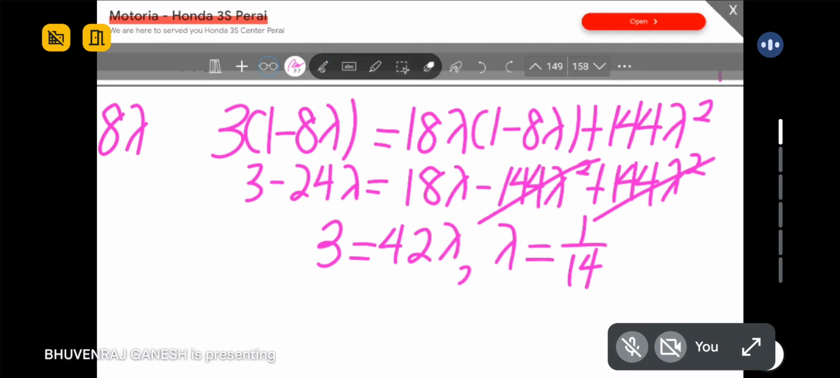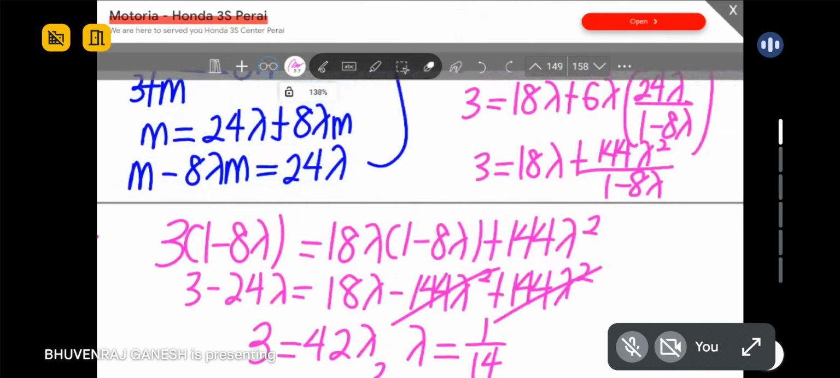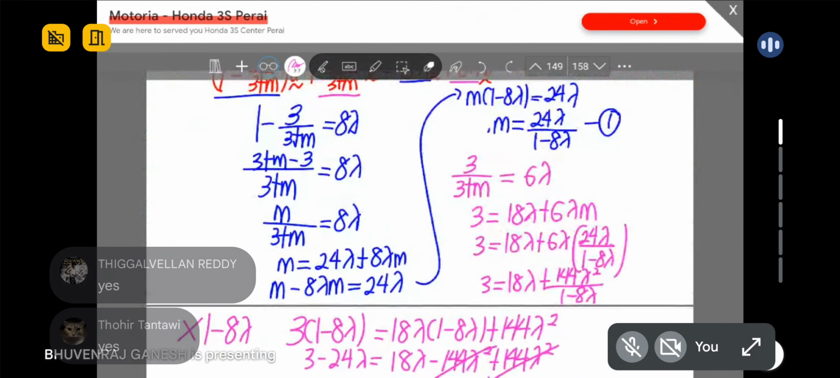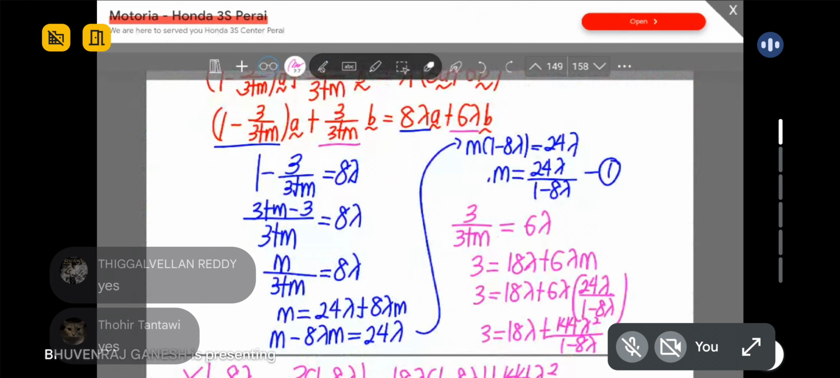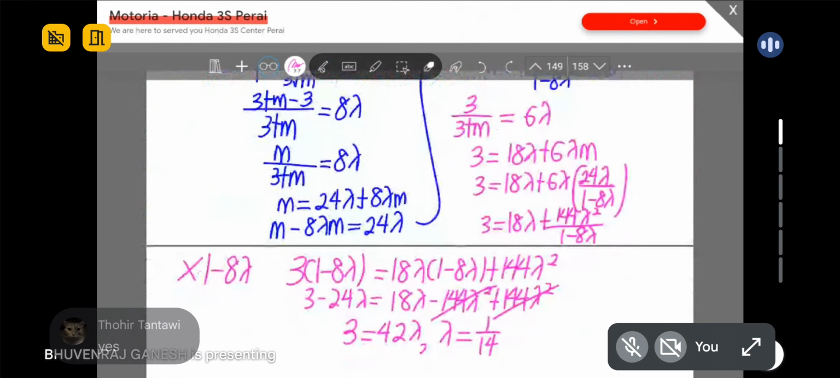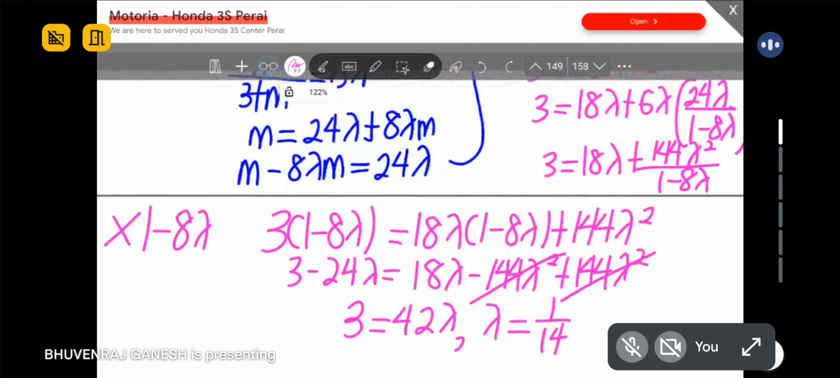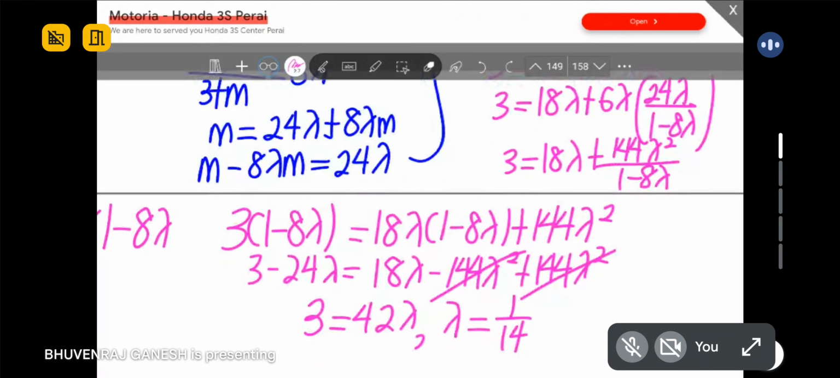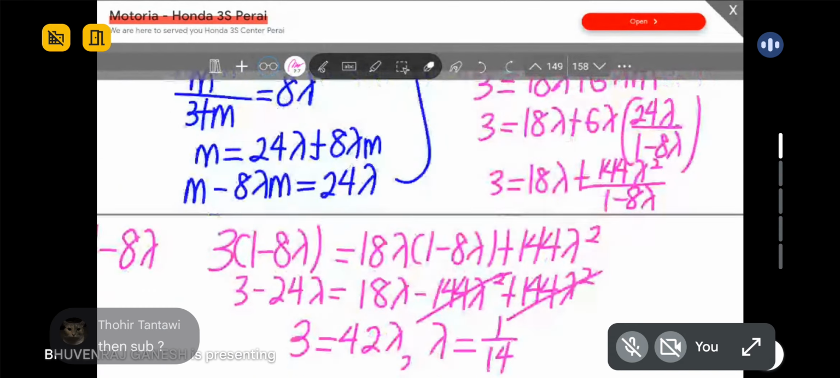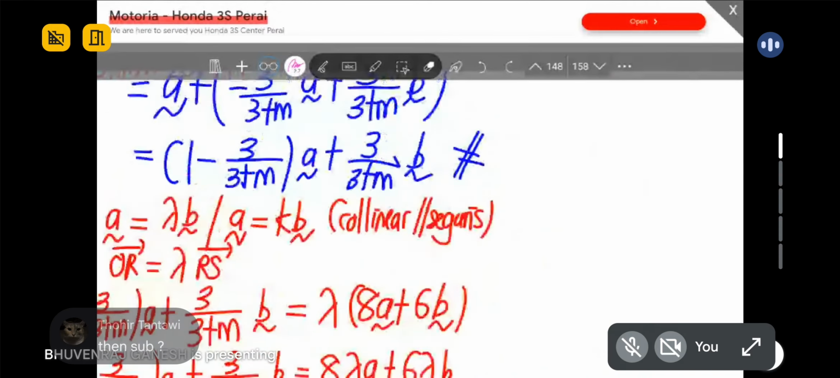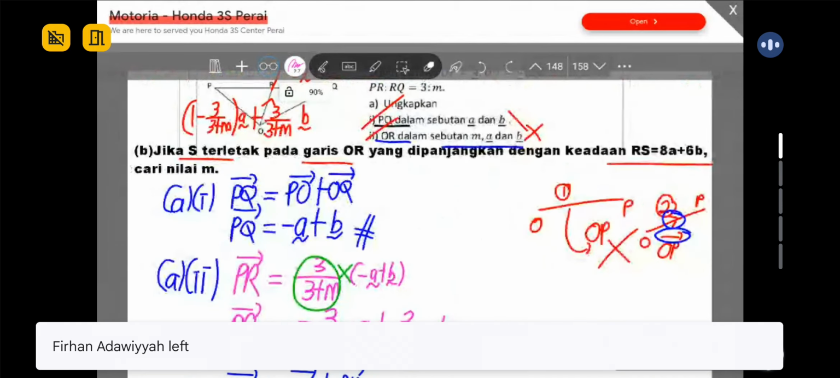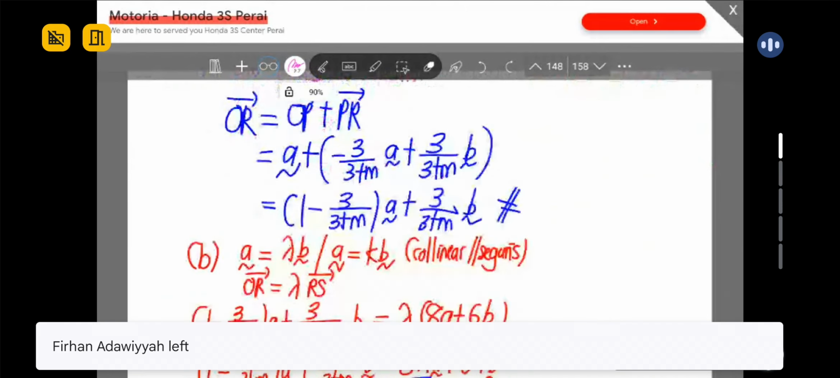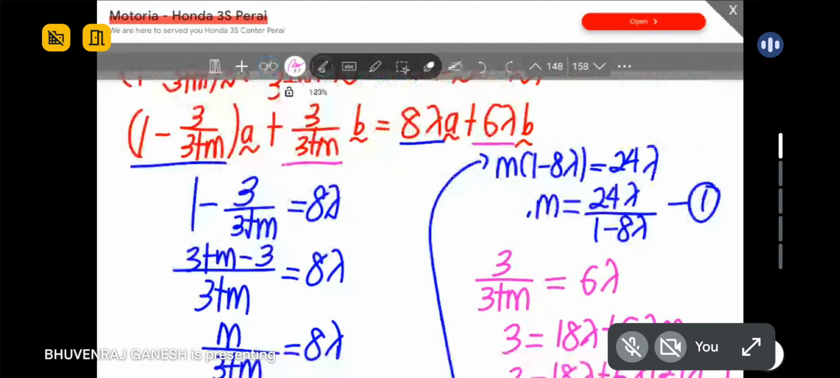Are you clear with this step, guys? Jelas? It's quite long, but hopefully you can understand my explanation. Sometimes the simultaneous equation is slightly long, but you just must be patient. Sabar saja. You will get the answer. Yes, then you sub back. Because the question asks for M, right guys? Soalan suruh cari nilai M. So you need to substitute your answer back into this equation over here.